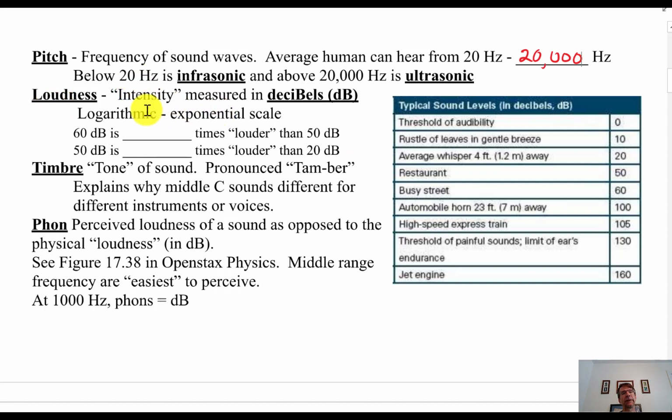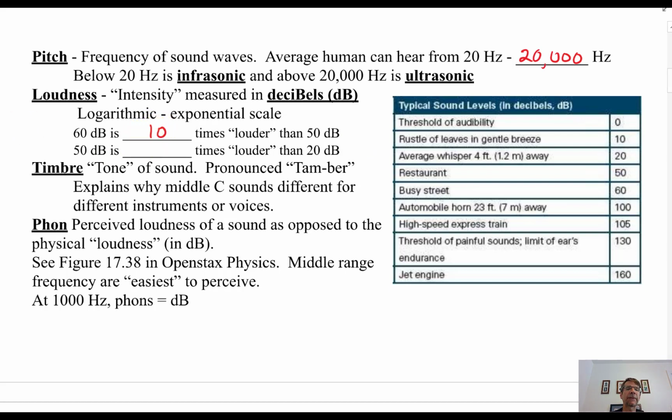Loudness, the intensity, which we defined last unit, which is power over area, is measured in decibels here. It's a weird unit because it's a lowercase d, capital B. It's also logarithmic, which I will show you in a chart here in a few minutes. Basically, it goes up by multiples of 10. For example, 60 decibels is 10 decibels louder, but it's 10 times louder. All right, so it doesn't look like much there.